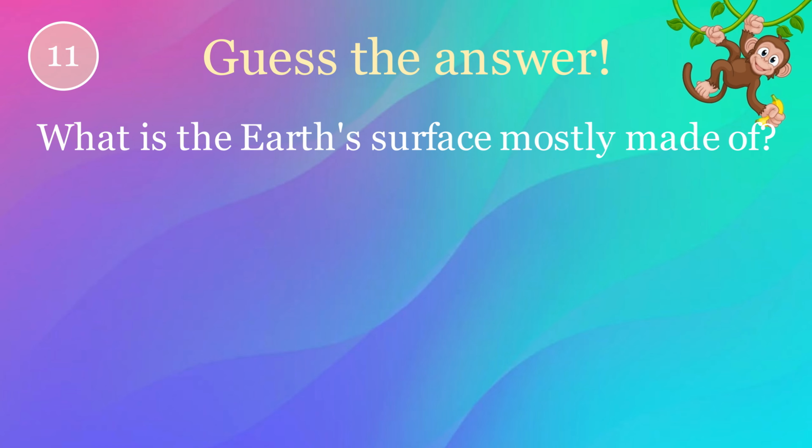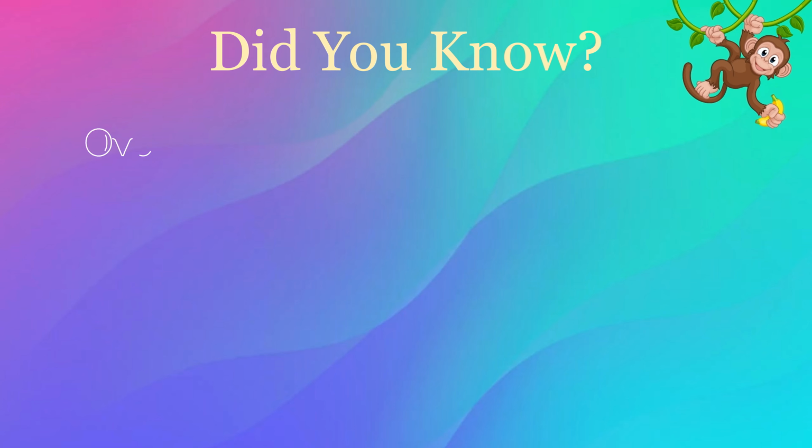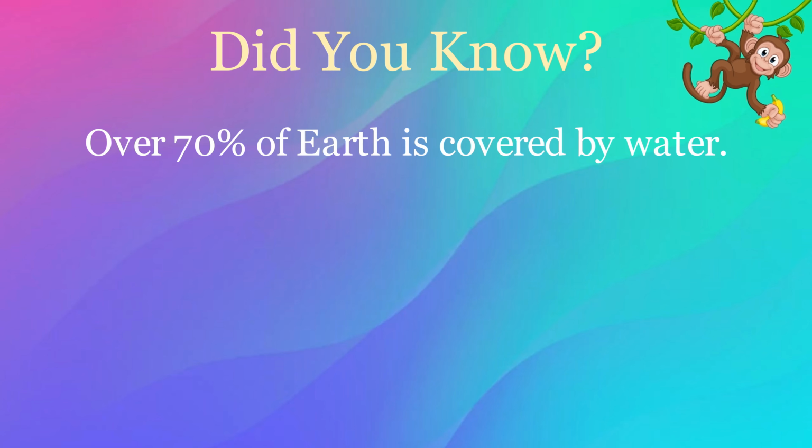What is the Earth's surface mostly made of? Water, sand, trees. The correct answer is water. Here's an interesting fact. Over 70% of Earth is covered by water.